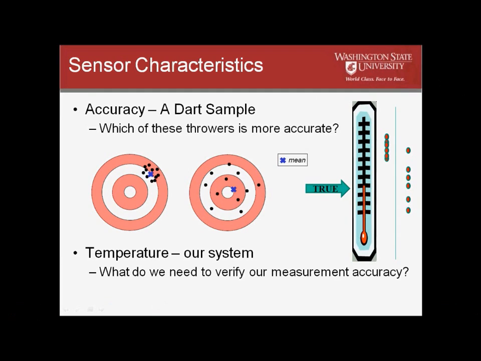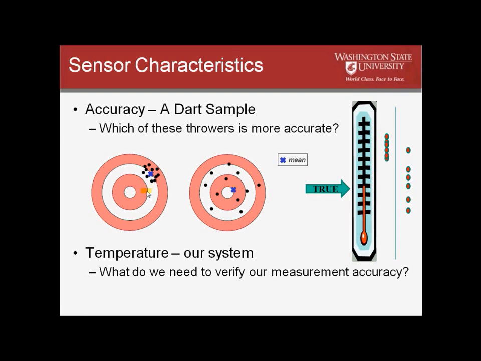Let's discuss general sensor characteristics. First is accuracy. Accuracy is a measure of how close the resulting measurement's value is to a true value. So in this dart example, the true value is going to be considered the bullseye on the target, while the mean value of the thrower's attempts is going to be the measured value.